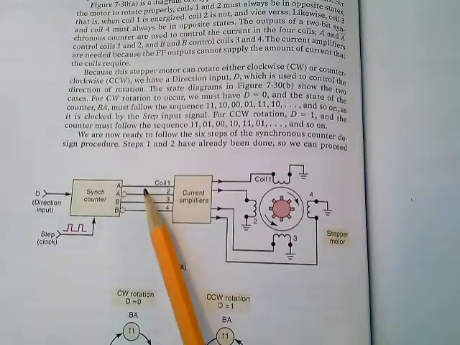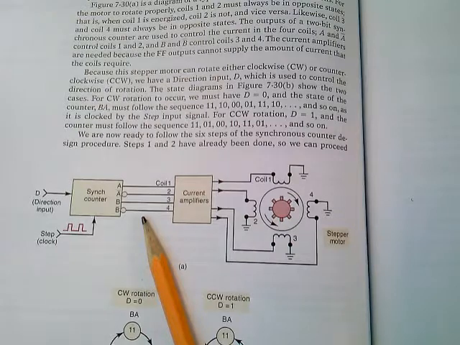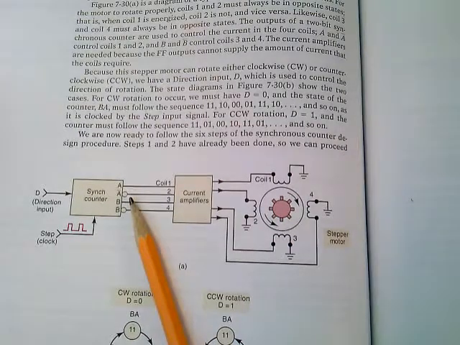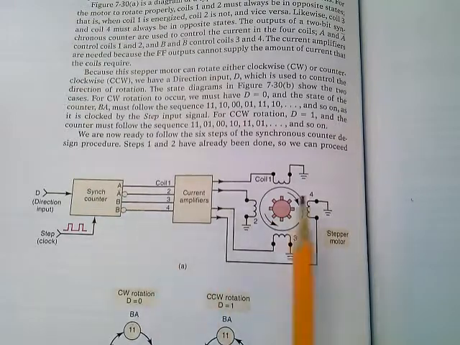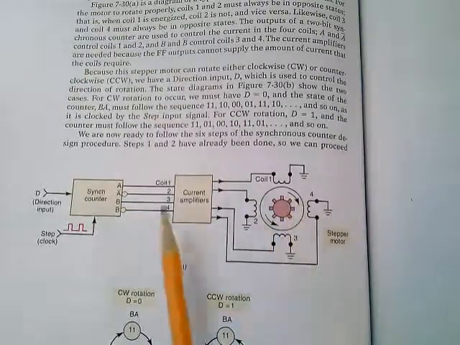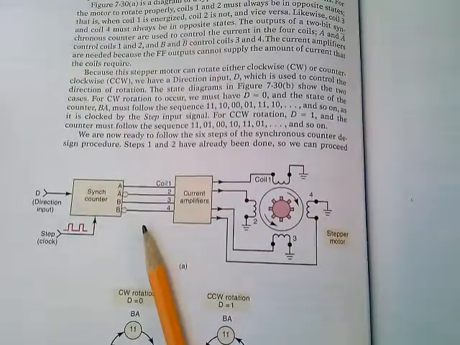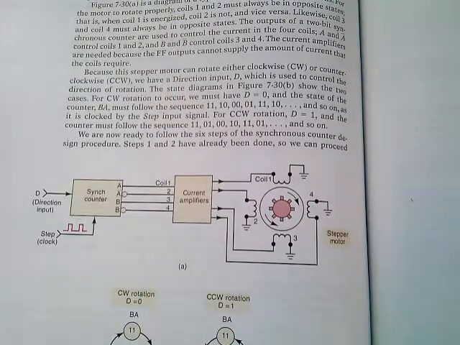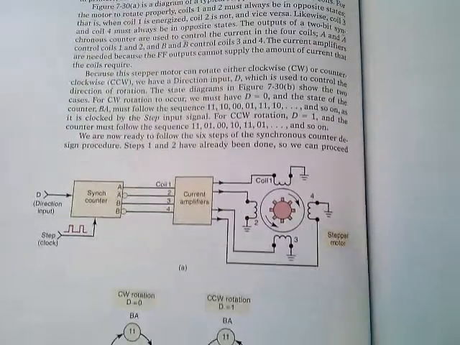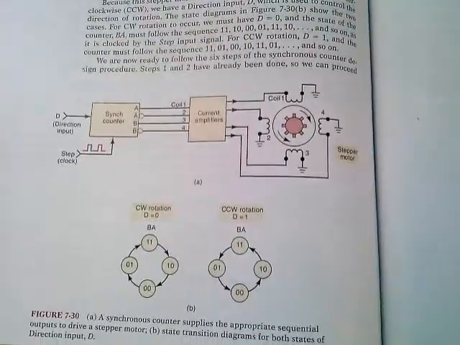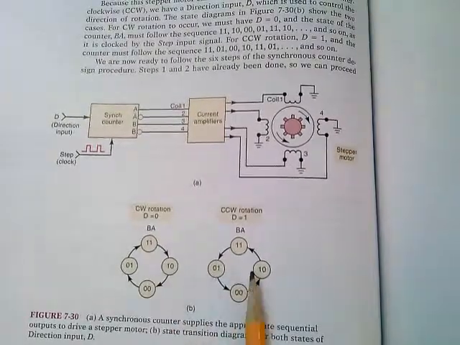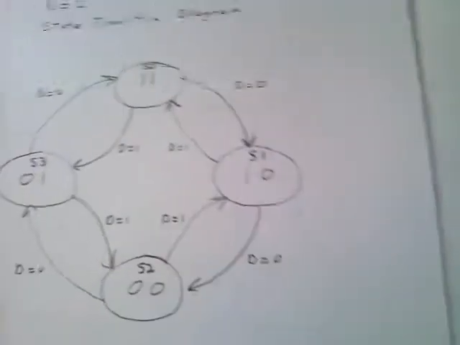Notice it looks like we have 4 outputs here of the synchronous counter, and we do, but it's because we're using the bar output to energize other coils as this motor rotates clockwise or counterclockwise. So we just use 2 flip-flops. They give you the transition diagrams here at the bottom of the page, or on the page you're looking at, which looks like this. But what I've done is I combined these two to look like this.